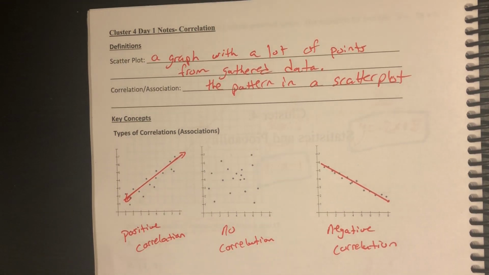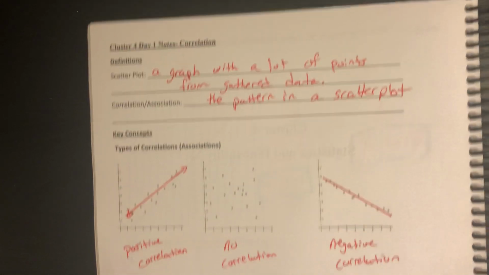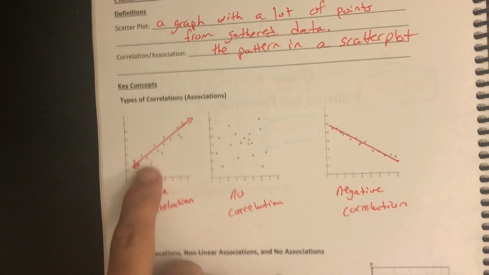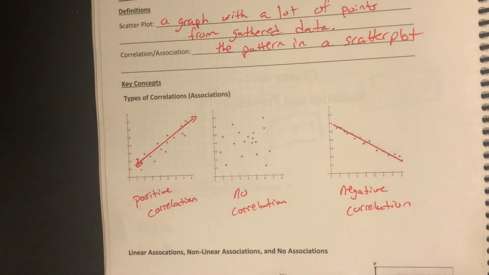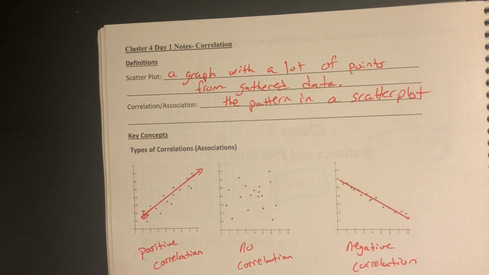Okay, so let's review a couple vocabulary words. So the first thing is scatter plots. Scatter plots are basically graphs with a lot of data points from gathered data. Okay, and it looks something along the lines of these examples.